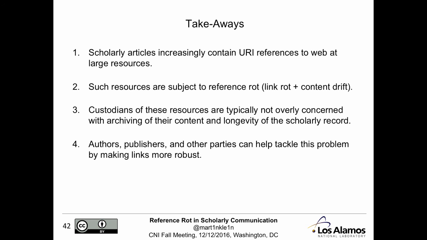These resources, however, and that's our second observation there, are subject to reference rot. They are not any different than any other web resource, right? They're just regular web resources. Hence, they're subject to the same dynamic character of the web. So we see notions of link rot, and we observe content drift. So there's nothing special. Just because you reference a URI in your scholarly article, it doesn't make the resource any more robust, per se. Right? So we need to do something about that.